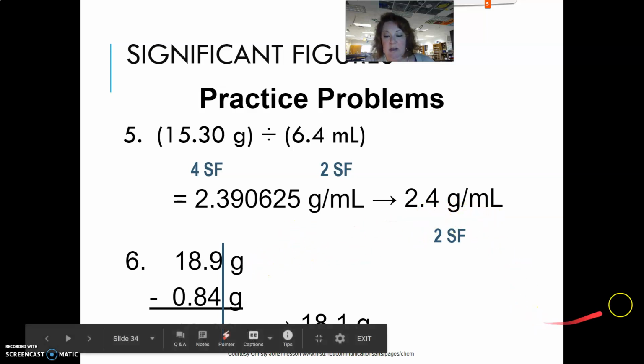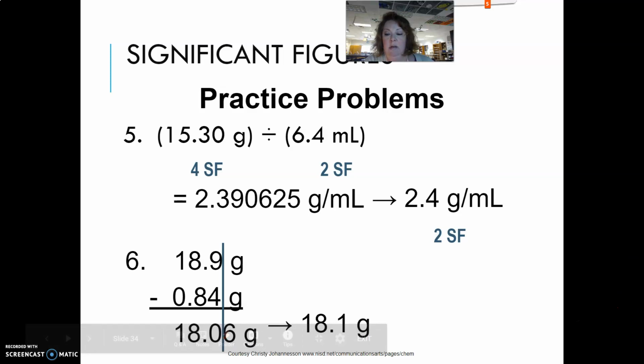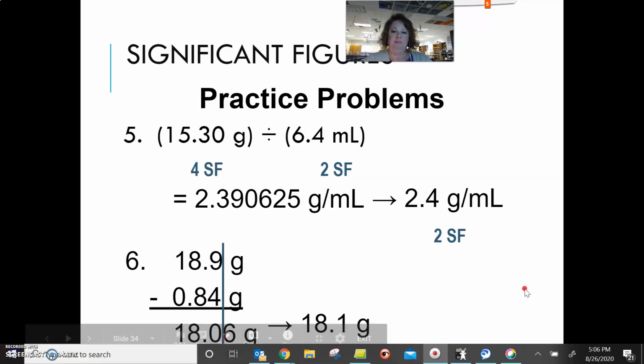Number 6, it's hard to see. It's going to be our least number of decimal places. So we can only have 1 decimal place. And so that is how we got 18.1, because that 6 is going to make that 0 round.